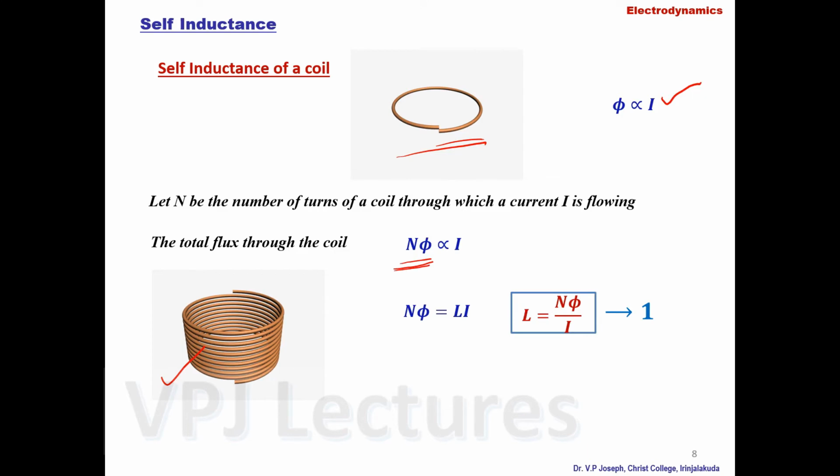The total flux is proportional to I, and the proportionality constant is represented as L. So N phi is equal to L I, or we get the relation L is equal to N phi by I. That is the basic equation for self-inductance of the coil. L is equal to N phi by I, or simply phi by I: the flux linked to the coil divided by the current flowing through the coil.